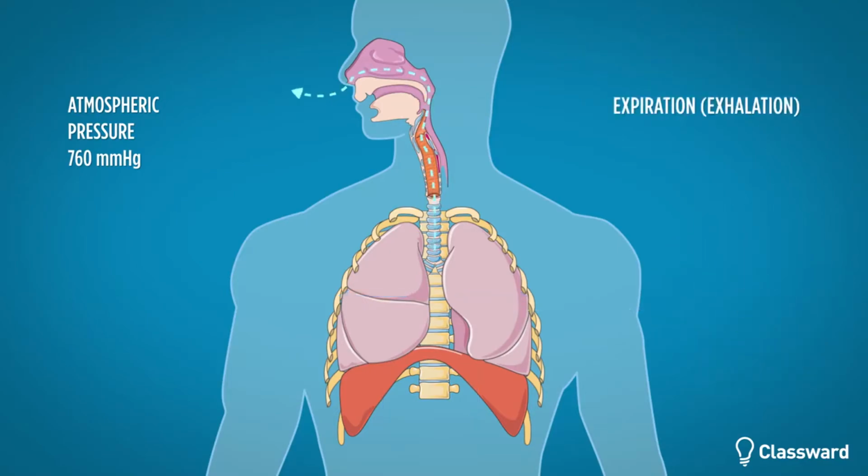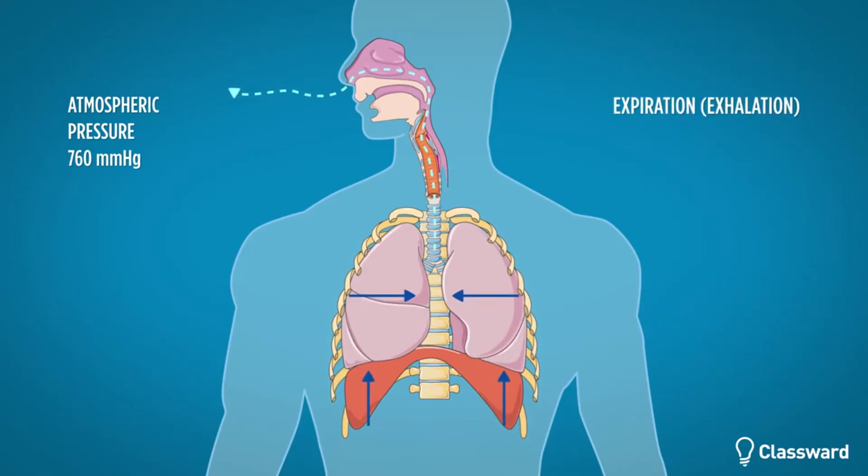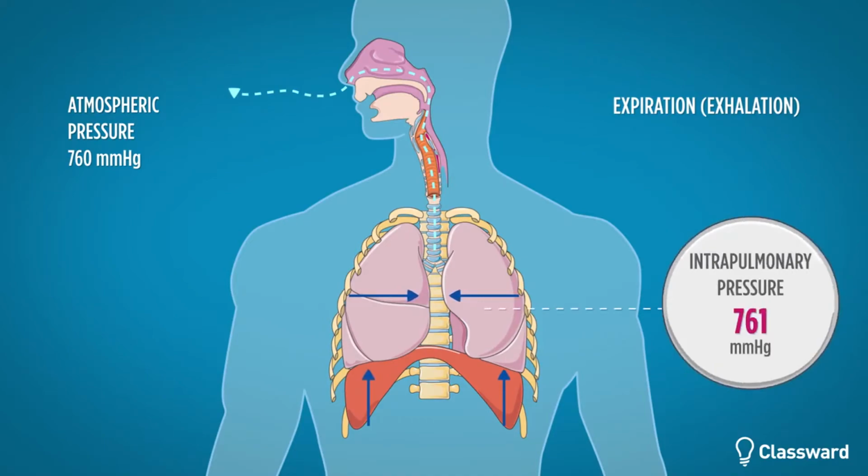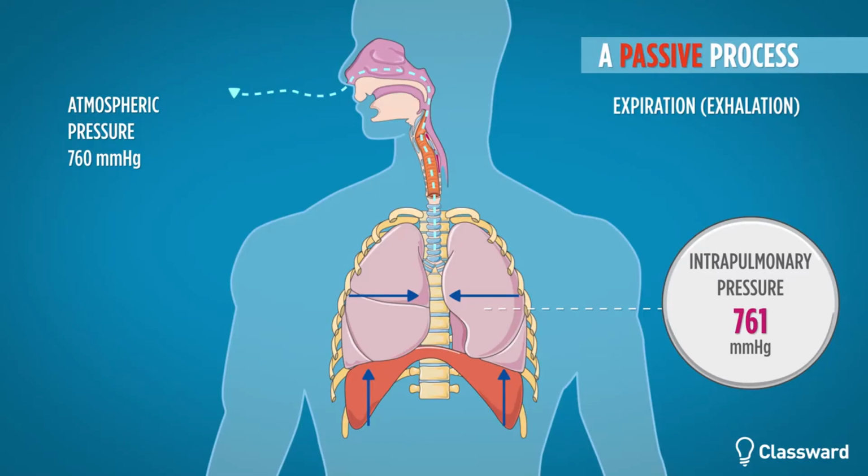During expiration, the intercostal muscles and the diaphragm relax, causing a decrease in intrapulmonary volume. As the volume decreases, there's an increase in intrapulmonary pressure to 761 millimeters of mercury. We understand that air moves from a higher pressure to a lower pressure, and as a result, air is moved from the lungs out to the atmosphere. Due to the elastic recoil of the muscles relaxing, expiration is considered a passive process.